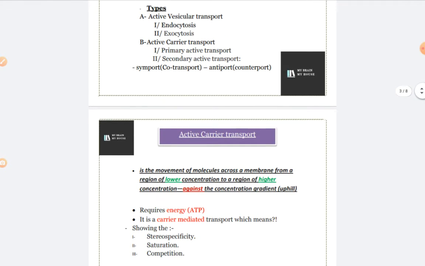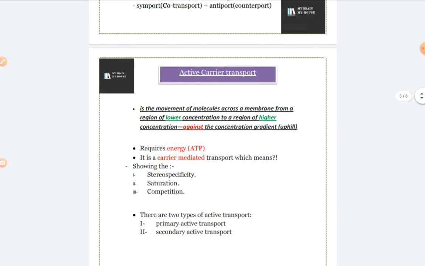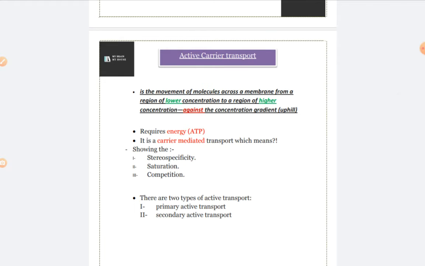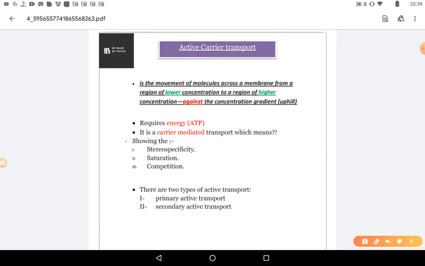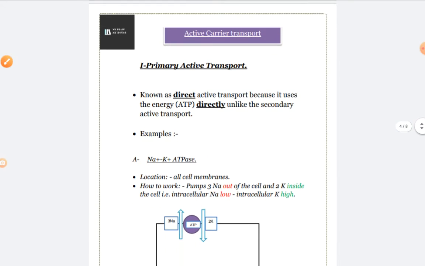Starting with active carrier transport in general: it is the movement of molecules across a membrane from a region of low concentration to a region of high concentration, against the concentration gradient, so it needs energy, ATP. It is a carrier-mediated transport, so it shows stereospecificity, saturation, and competition, like simple facilitated transport. We have two types: primary active transport and secondary active transport. Starting with primary active transport.